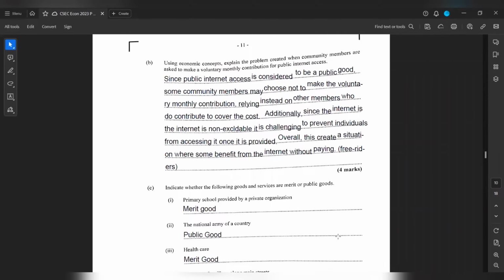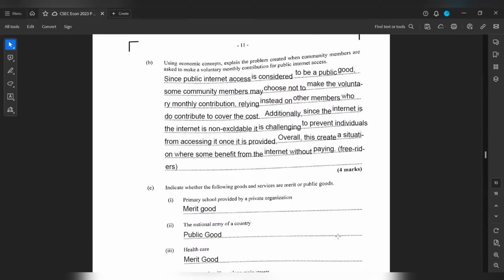Part B, using economic concepts, explain the problem created when community members are asked to make a voluntary monthly contribution for public internet access. Since public internet access is considered to be a public good, some community members may choose not to make the voluntary monthly contribution, relying instead on other members who do contribute to cover the costs. Additionally, since the internet is non-excludable, it is challenging to prevent individuals from accessing it once it is provided. Overall, this creates a situation where some benefit from the internet without paying. They are considered to be free riders.